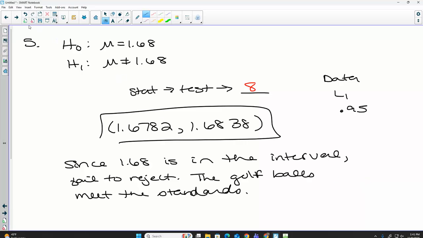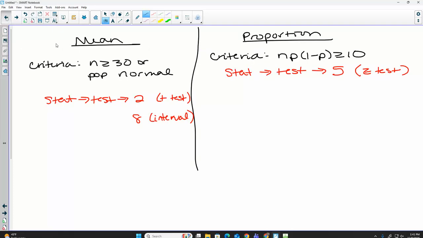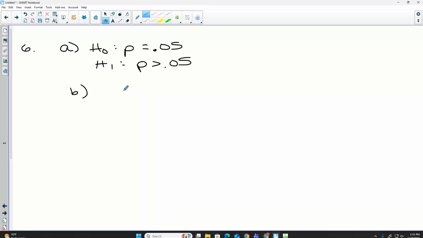Number 6. The proportion. I just saw proportion, so I know my variable this time is P. Patients who visit the ER and die within the year is 0.05, so P is 0.05. A hospital administrator is concerned that his ER is higher, so that would be greater than. Conditions, if I'm talking about P, my conditions are N times P times 1 minus P. What was my N? 250. 0.05 times 1 minus 0.05 must be greater than 10, and it is.